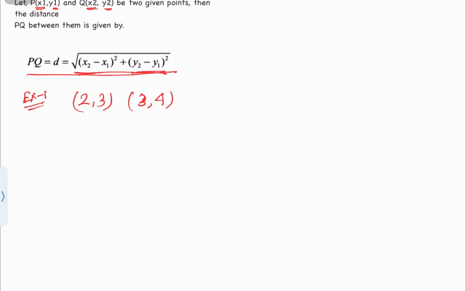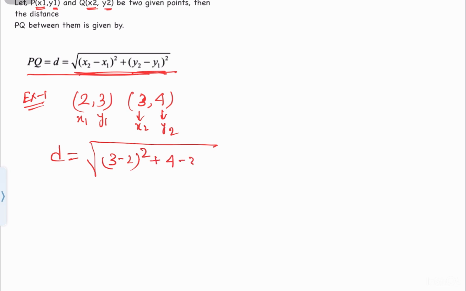Our formula is here. Try to convert this. Assume this is x1, this is y1, and this is x2, this is y2. Clear? Now what will be the distance between these two points? D equals the square root of (x2 minus x1) squared, that means (3 minus 2) squared, and (y2 minus y1) squared, that means (4 minus 3) squared. What will be the answer? That means 1 plus 1. This will be square root 2.